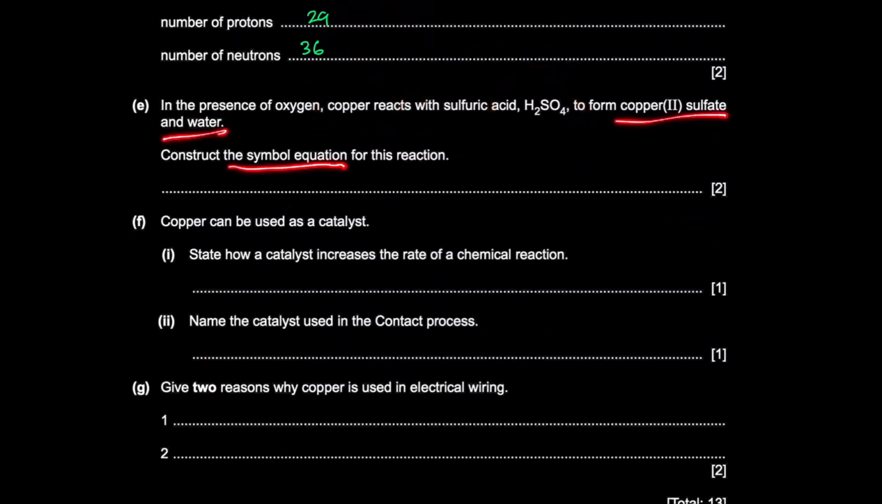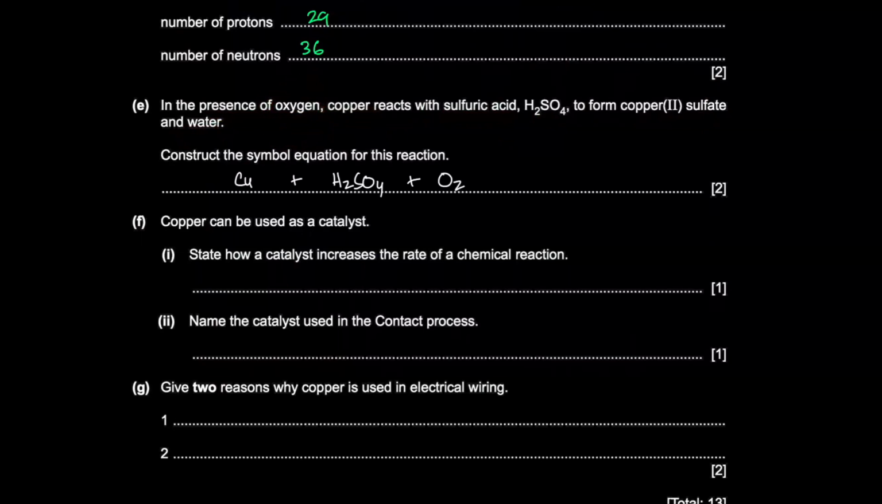In the presence of oxygen, copper reacts with sulfuric acid to form copper 2 sulfate and water. Construct the symbol equation. Symbol equation means a regular equation, right, with the chemical formulae. Copper doesn't normally react with acids, right, because it's unreactive, guys. If you remember the reactivity series, copper is less reactive than hydrogen. Copper, silver, gold, right? They don't react with acid normally, but in the presence of oxygen means you have copper, you have sulfuric acid, and you also have O2.